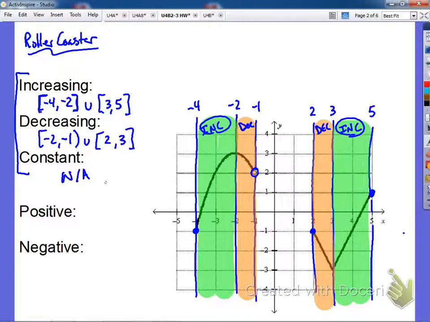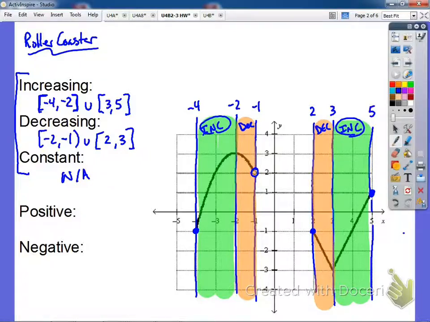Okay, so you got the concept of whether the graph's going up, going down, or level, and how to write it in your answer. Okay, now the next skill here is to determine where the graph is positive and where it is negative. So, for our sake, what I'm going to do is use a different highlighter and highlight the sections where the graph is above the x-axis or below the x-axis.